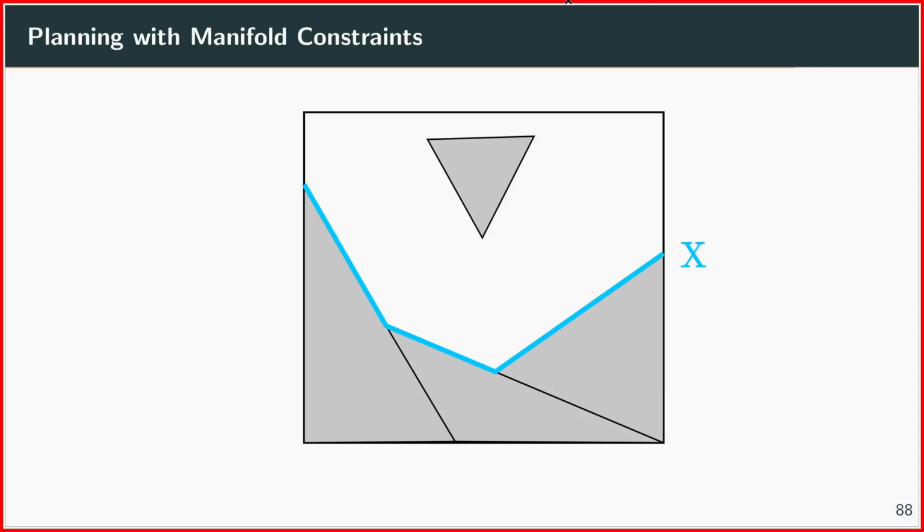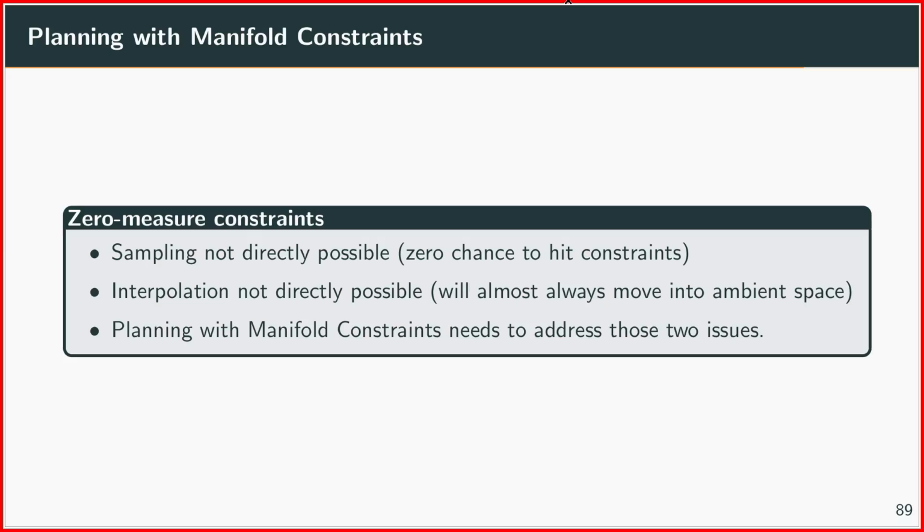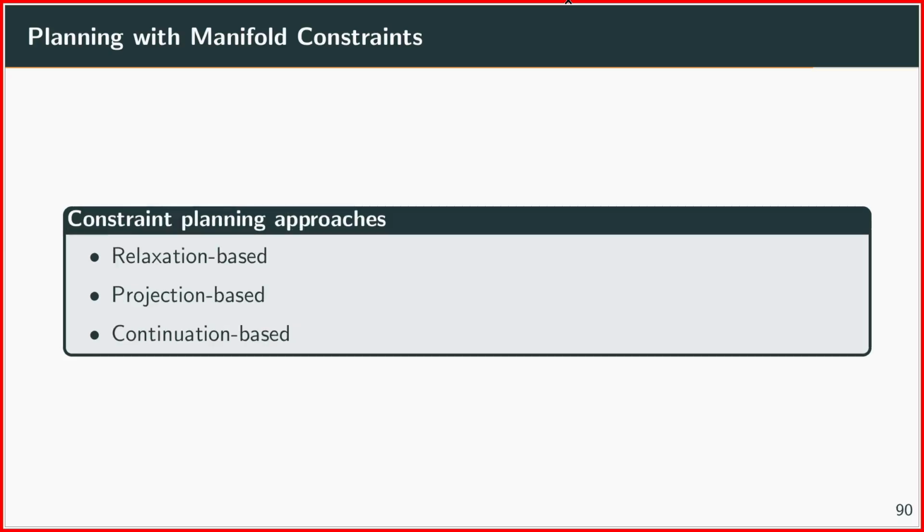Okay, and so going back to our example, X in this case would be just the blue line segments, and Q, the ambient space, would for example be the green region here. And the difficulty, of course, is that sampling is not directly possible, because you have a 0 chance to hit the constraints. On top of that, it's also not possible to do interpolation because you will almost always move into the ambient space. And so when you do planning with manifold constraints, you need to somehow address those 2 issues.